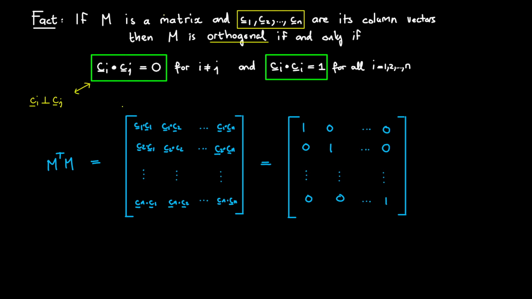This means the same thing. Okay, now what is the second condition here? It means that the length of Ci is exactly equal to 1. So let's just read over this fact again.